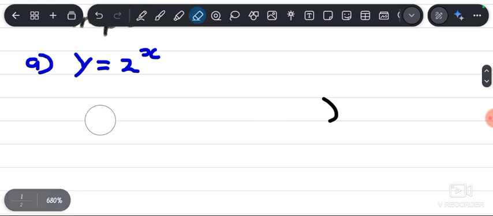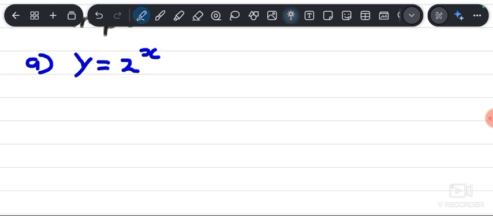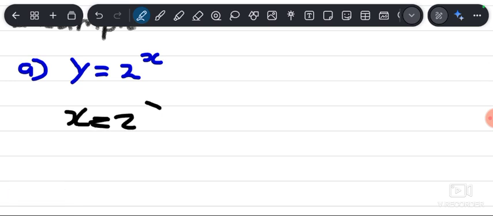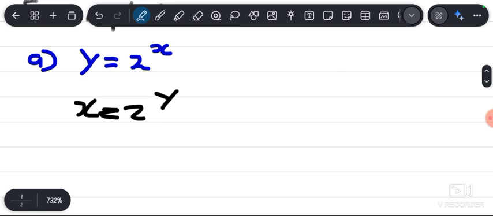Now let's remove this. Of course, you've noted it down in your notebook. Now watch and learn. Every time you find an inverse, what do you do? You swap x and y. So let's do that. Here I'm going to have x, and here I'm going to have y. Now find y by itself.